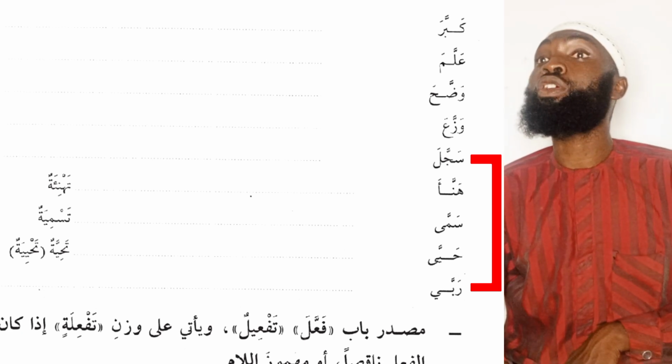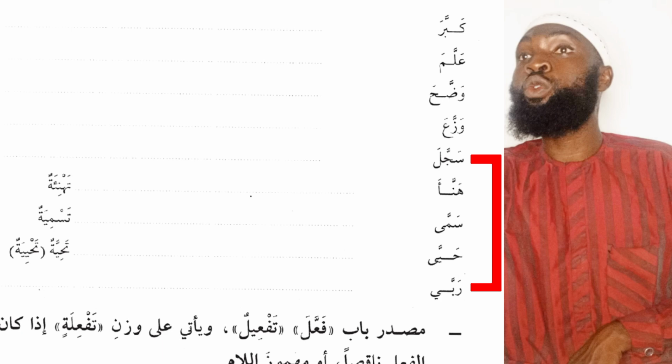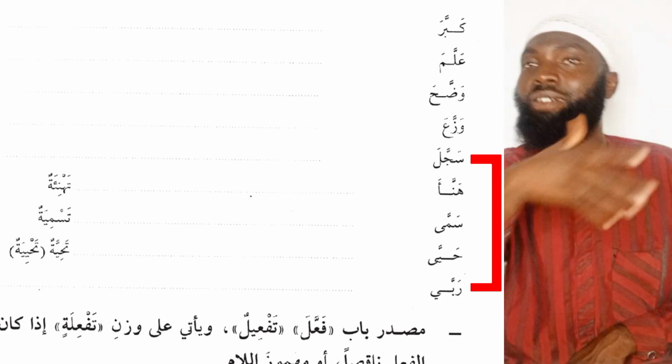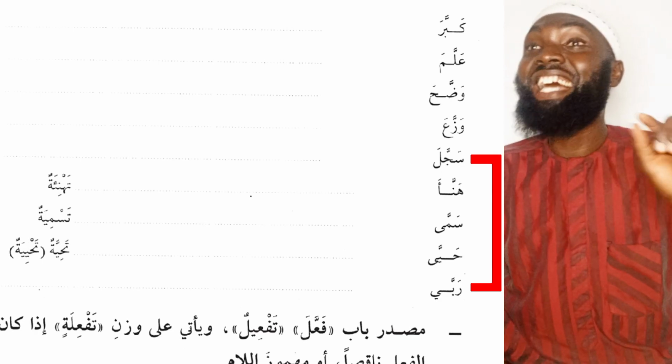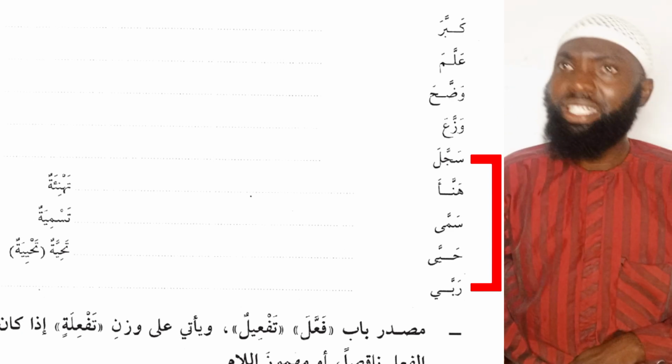Now, we have hanna'a. Hanna'a means to congratulate. Yuhanni'u, he's congratulating. Hanni', congratulate. However, this one will not be tahni. Do you know why? The letter ending it is hamza, so it becomes tahni'atun, not tahni, rather tahni'atun. The same thing with what?